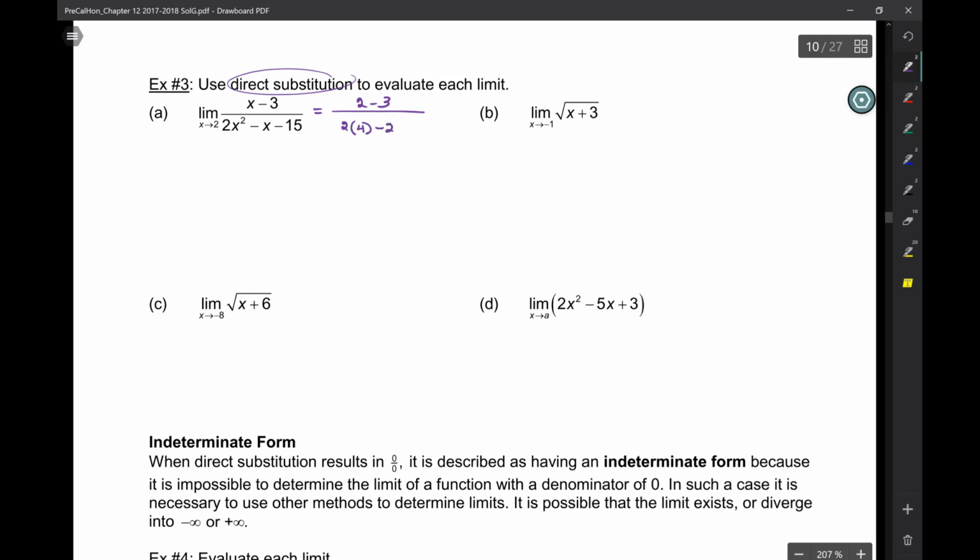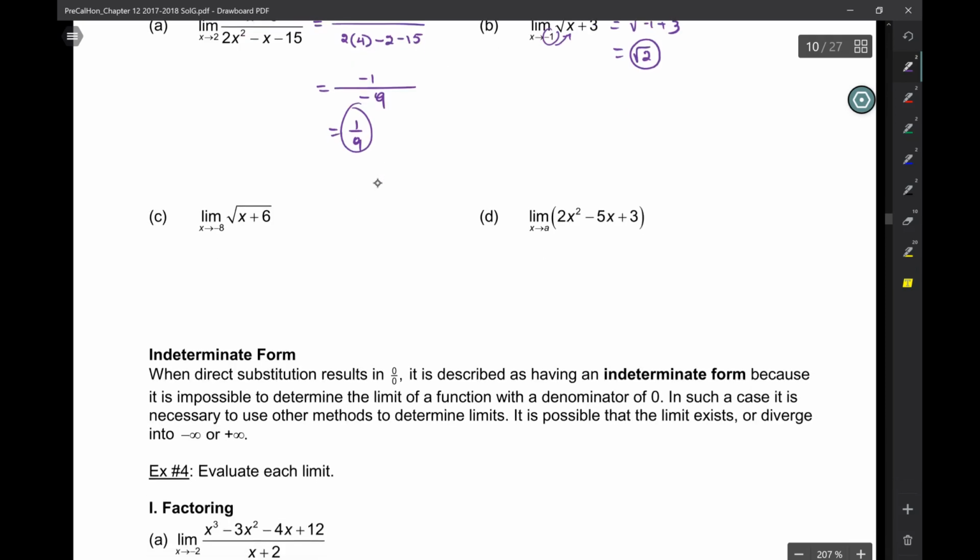2 times 4 minus 2 minus 15. That's negative 1 over... how much is that on the bottom? Yeah, 9. So this is going to be simply 1 over 9. Okay? All right, we're going to do the same thing here. We're going to plug negative 1 in there. So what'll that be? Root 2. And that's all. The limit is just root 2.